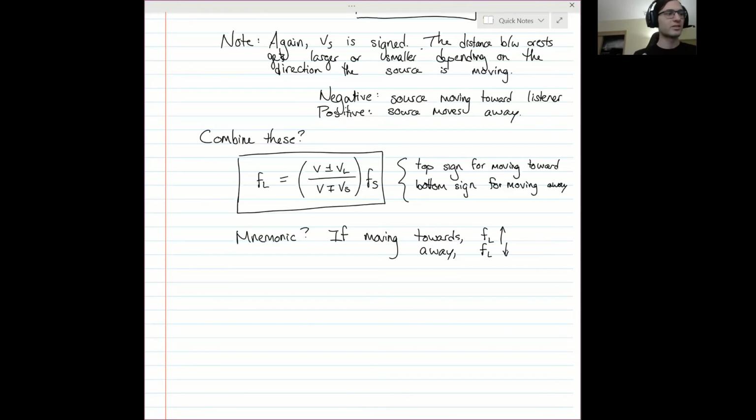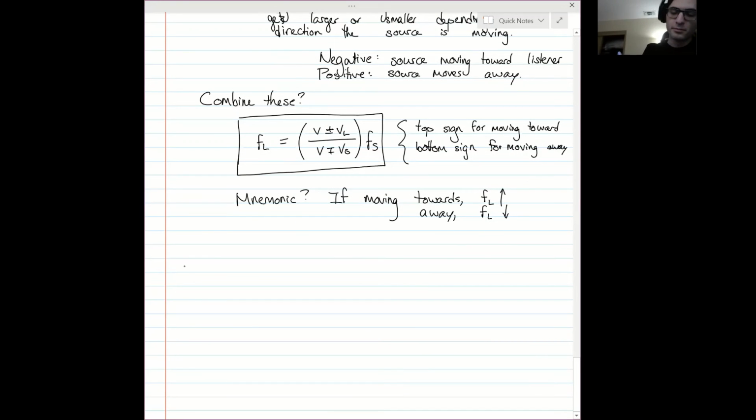So let me just do a quick example, since I'm almost out of material. I just have a little bit more to cover, and we have plenty of time. So let's just come up with some random example. Let's say that we have a speaker on a car, and a listener in another car.